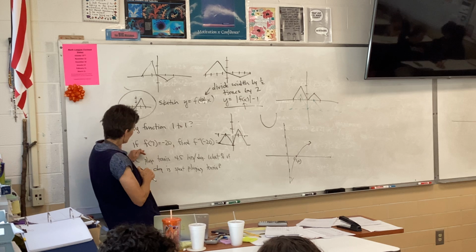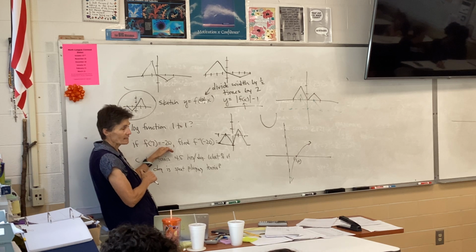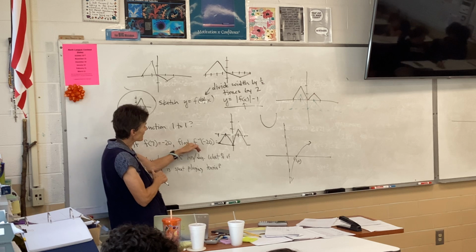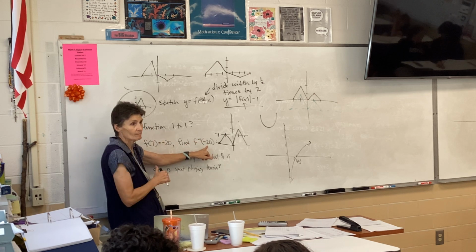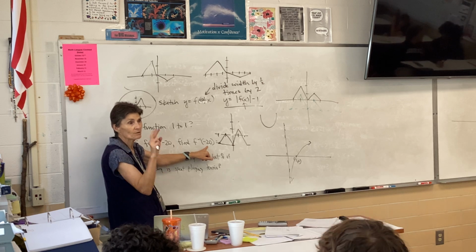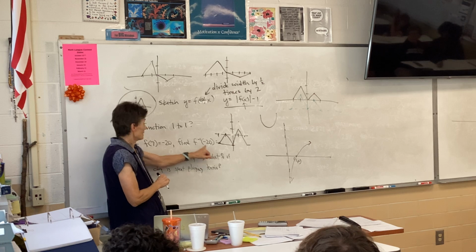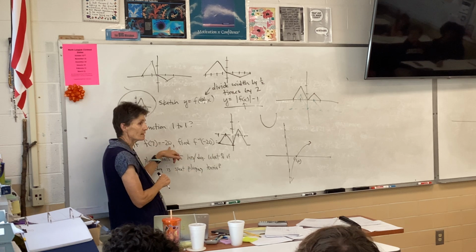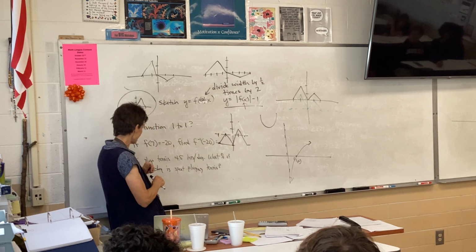All right. If f of 7 is -20, what is f inverse of -20? 7. What do inverses do? Flip them. So 7 goes to -20, so -20 is gonna go to 7, easy.